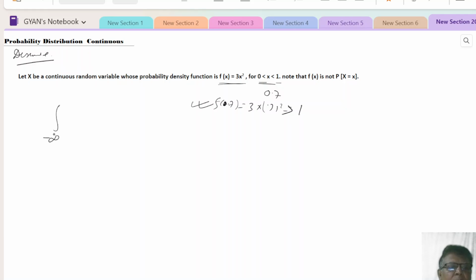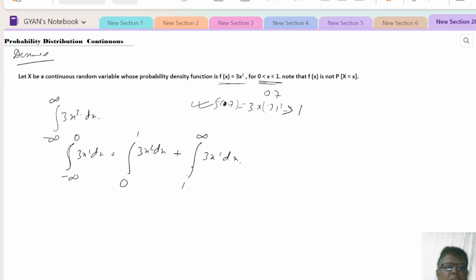So if you take an interval minus infinity to infinity, 3x square dx. Here it is defined between 0 to 1. So we can distribute it in three parts: minus infinity to 0, 3x square dx, plus 0 to 1, 3x square dx, plus 1 to infinity, 3x square dx. So the first is 0, and this is 3x cube by 3 from 0 to 1, and the last is 0. So this is equal to 1.